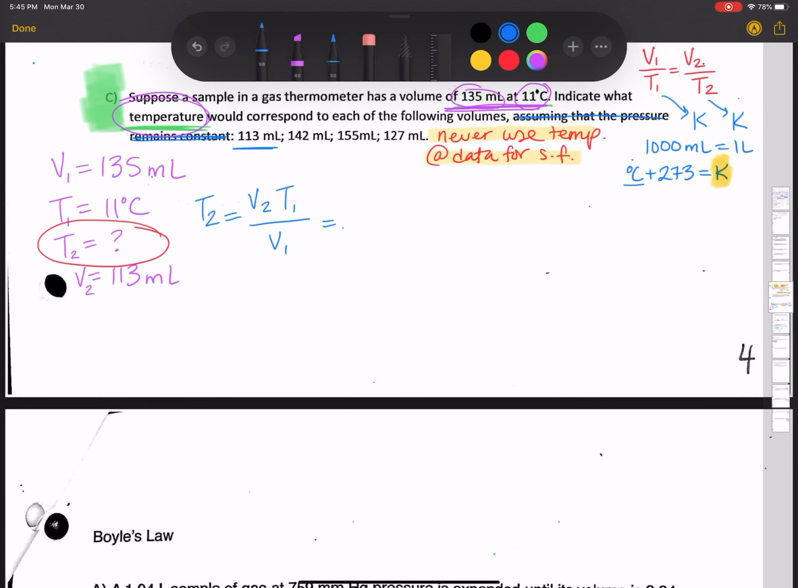Now that I have my Charles Law formula set up, solving for T2, I'm going to go ahead and plug in all my variables that I already identified after reading the question. Remember, temperature must always be in Kelvin.